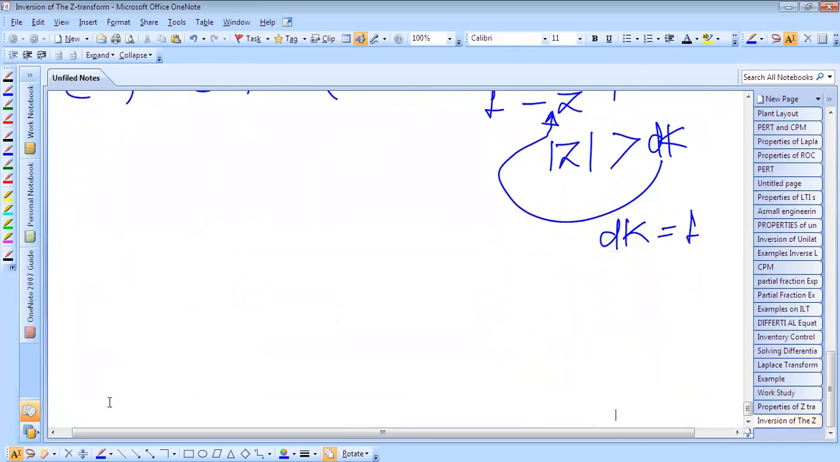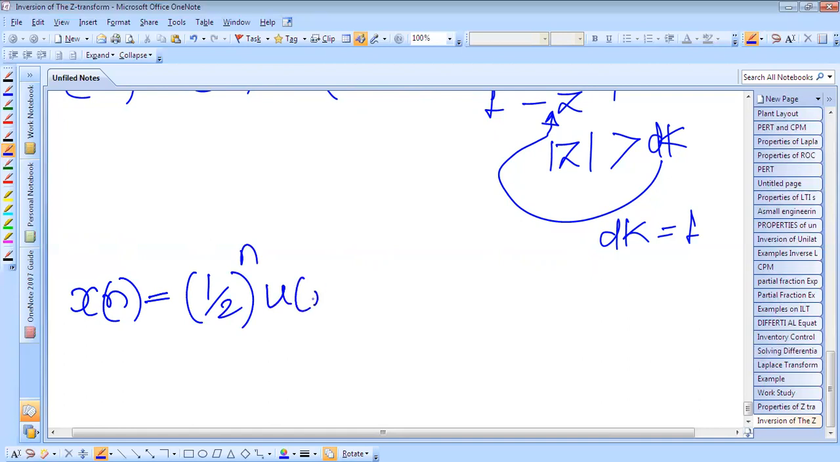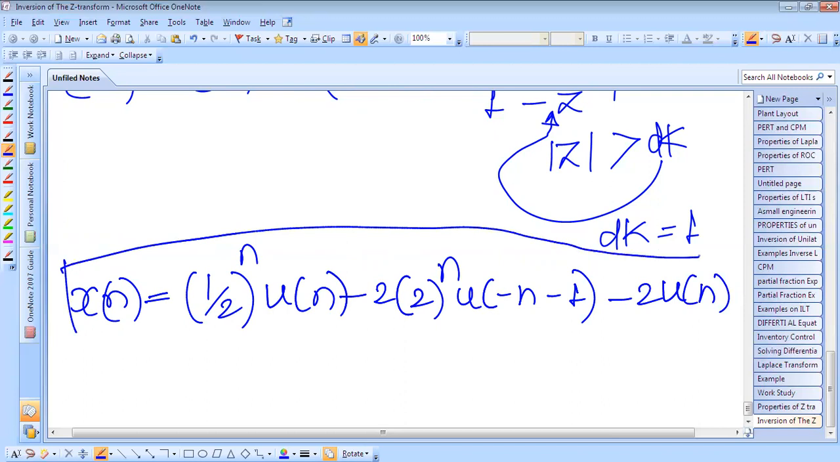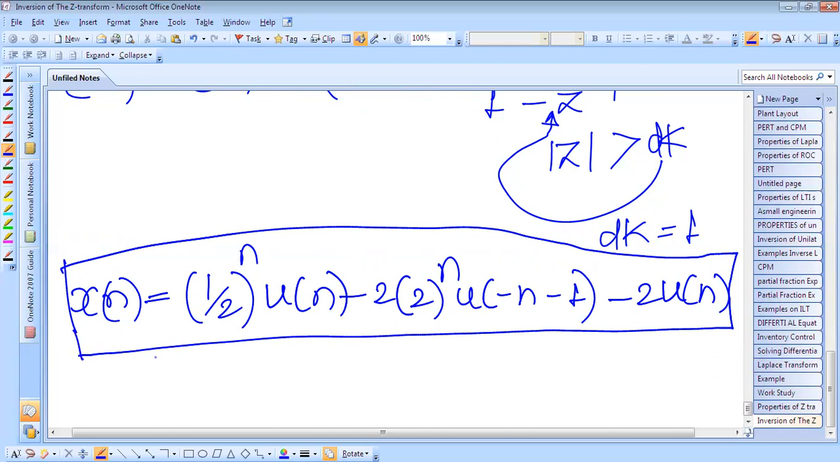Now, combining the individual terms will give you the total inverse z transform. The first term gives the inverse z transform. The second term gives 2 into 2 raised to power minus n into u of minus n minus 1, minus 2 into u of minus 1. So this is the inverse z transform of the given function.